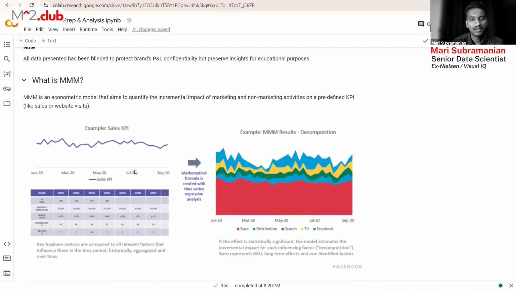So what is MMM? In simple terms, it's a regression model, right? That is actually trying to quantify the incremental effect of marketing and non-marketing activities on a predefined set of KPIs like sales, conversions, or even other KPIs. This is a response or the sales time series. So what we are trying to do is decompose this series into its individual components that actually make it up, right?